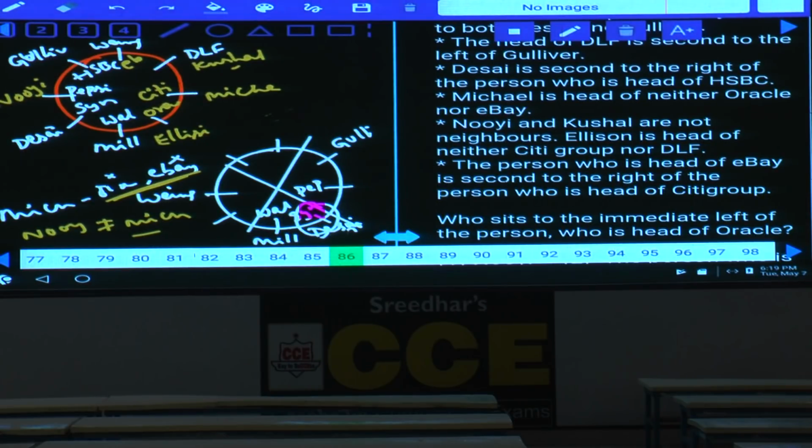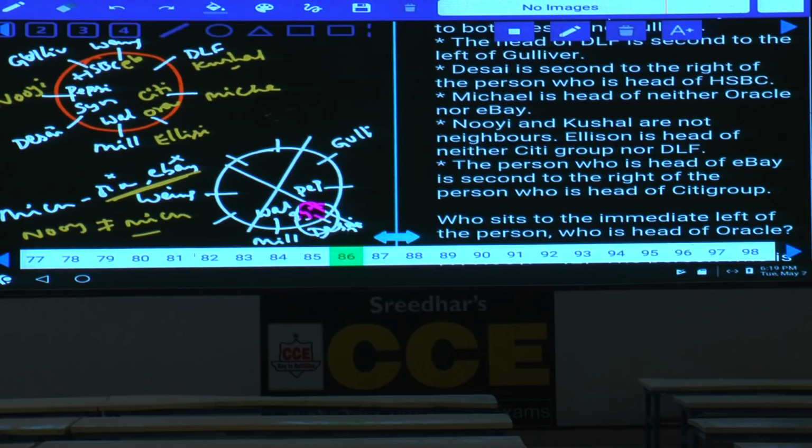Now starting with whom? Starting with Millen, Desai, Nui, Gulliver, Wayne, Kushal, Michael, and who is the other person here? Ellison. And the companies are Walmart, Syntex, Pepsi, Sintel, HSBC, eBay, DLF, Citigroup, and Oracle.